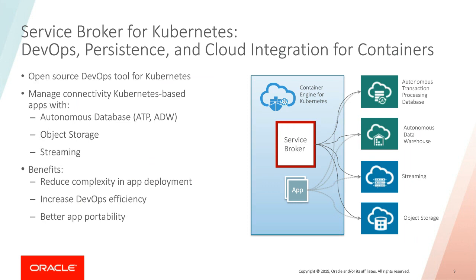Okay, now that you're a little bit more familiar with OKE in general, let's talk about what other services you can use with your Kubernetes environment in the Oracle Cloud. To help you with that, we have enabled for our users the Service Broker. So Service Broker for Kubernetes is an implementation of the Open Service Broker API that you can use in a Kubernetes cluster to provision and bind to OCI services that your application depends on. It includes integrations with key OCI services like Autonomous Transaction Processing database, Autonomous Data Warehouse, Streaming service, Object Storage, with additional integrations on the way. The main key benefit of the Service Broker is reducing the complexity in app deployment.